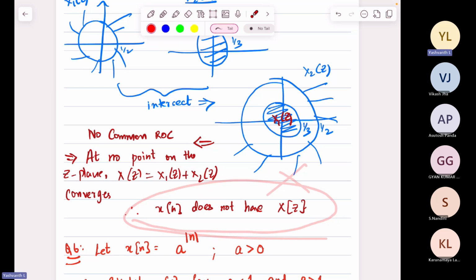Can anyone unmute and tell if this is clear? Okay, I see on chat that someone has said it's clear. Okay, let's then move on.